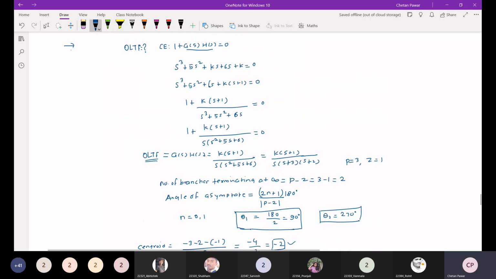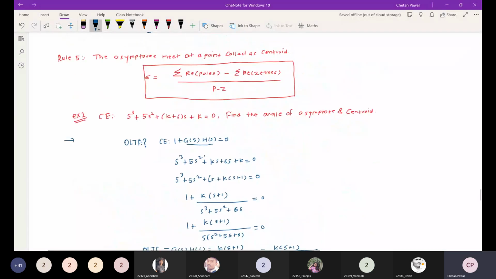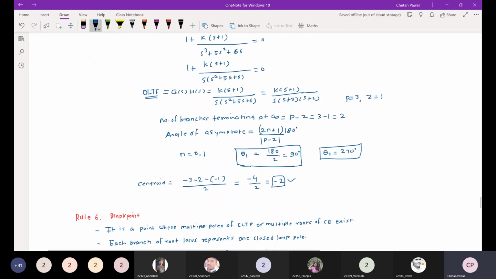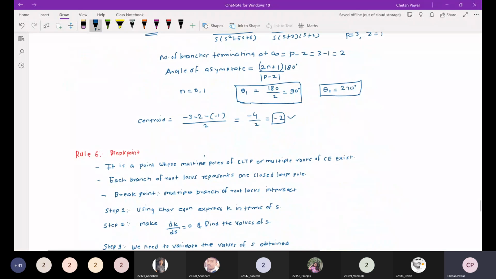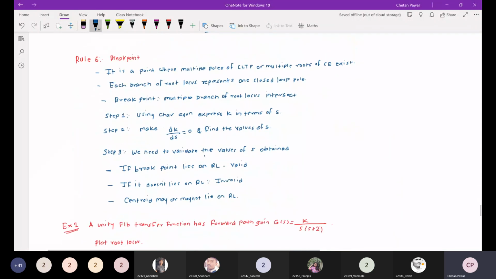Okay. When we take a problem on overall root locus finding, you will get what is asymptote and what is centroid clearly. Rule number 6 is related to the breakpoint. A breakpoint is a point where root locus branches intersect, where multiple closed loop poles meet. That is called a breakpoint.